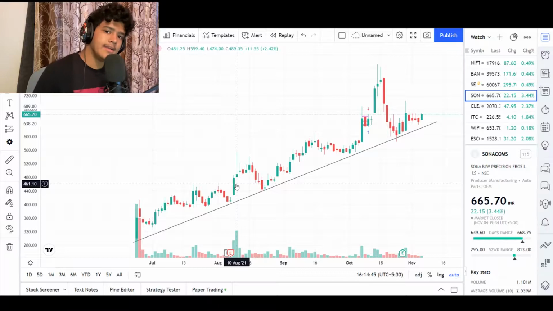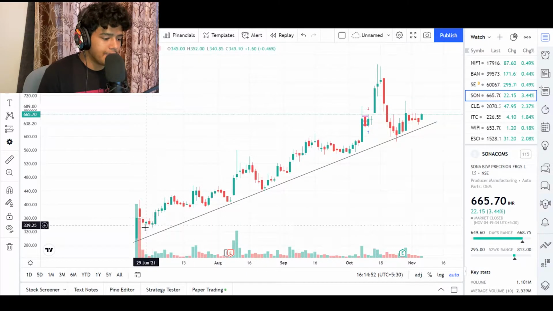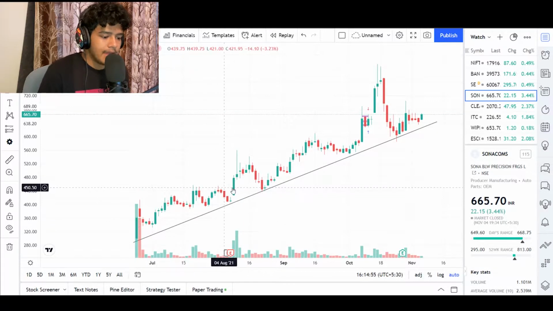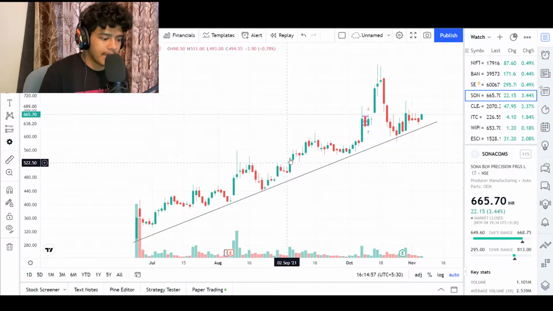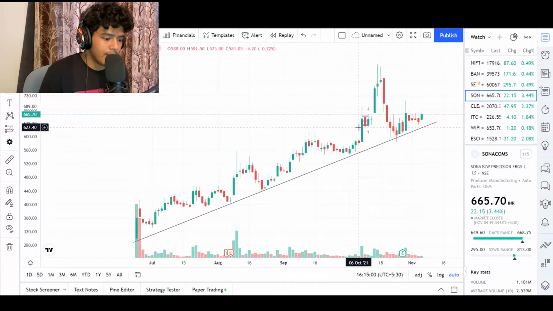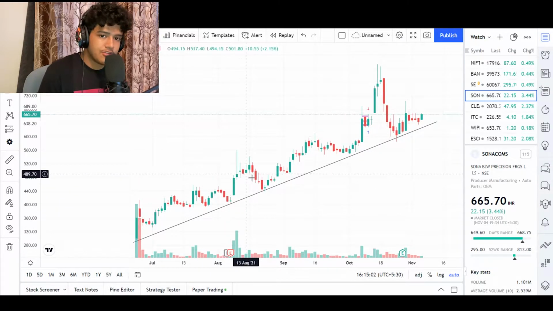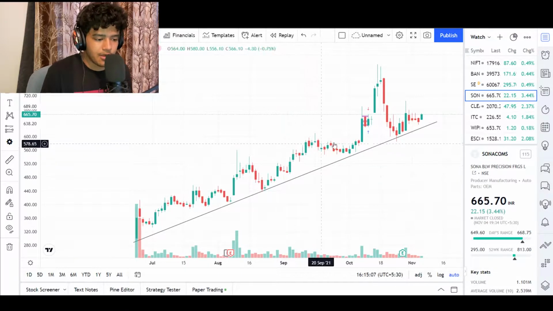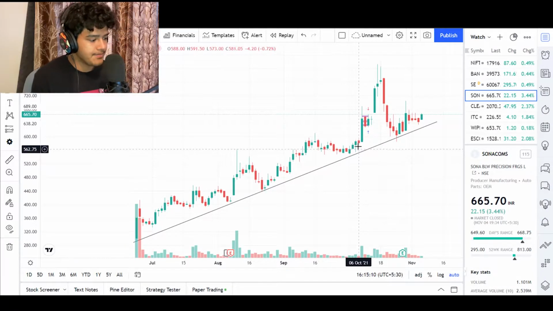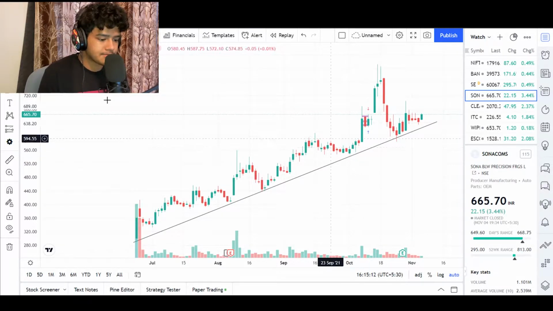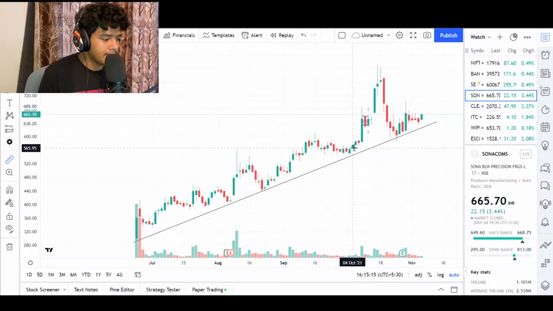Okay guys, so now I'll be telling you about my entry in this stock. So as we can see here, the stock was clearly following a trend line. It was coming up to this point and going back. It came here once, it came here twice, it came to this range thrice. And this was when I entered into this stock at this point right here, which is around 570, around 580, 590 rupees is where I entered in this stock.